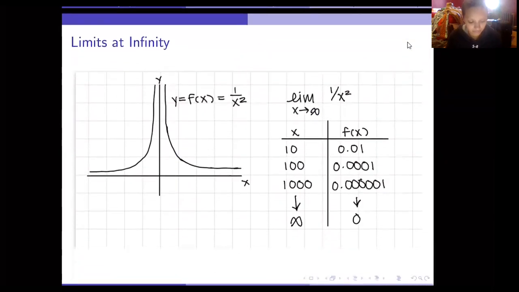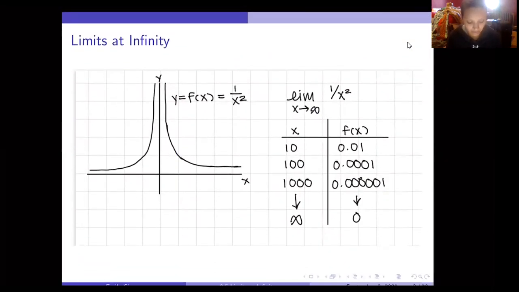So here we have a graph of f of x equals 1 over x squared, and we can see from our table that as we take x to approach infinity, our values go closer and closer to 0. So we plug in 10, let me highlight these. We plug in 10 and we get out 0.01. We plug in 100 and we get out 0.0001, and so on and so forth. So as x approaches infinity, our function approaches 0.